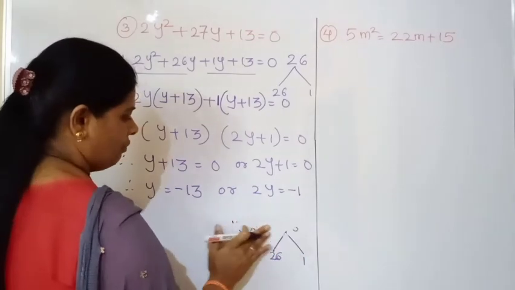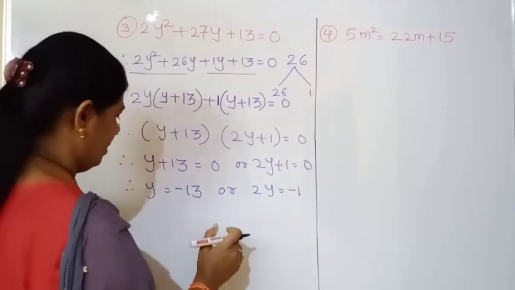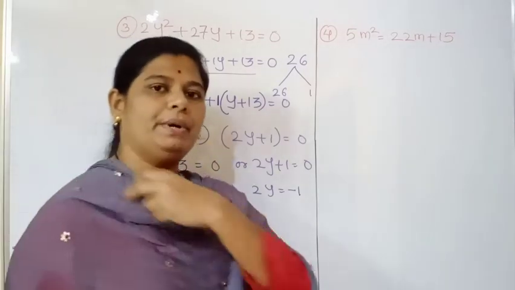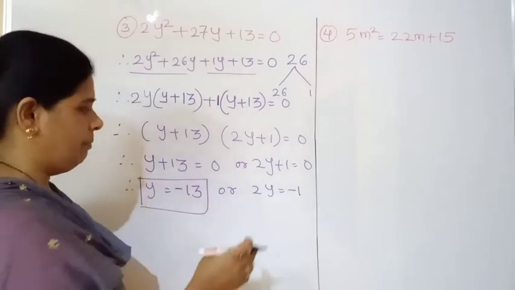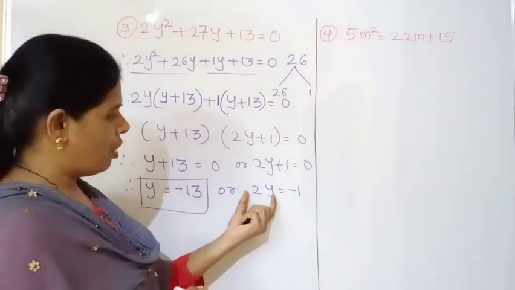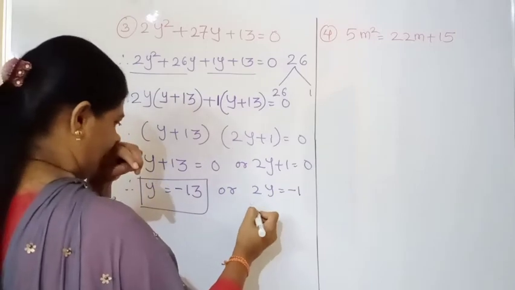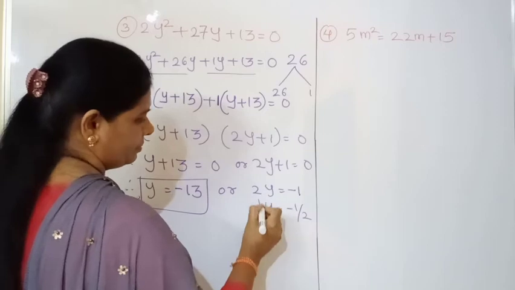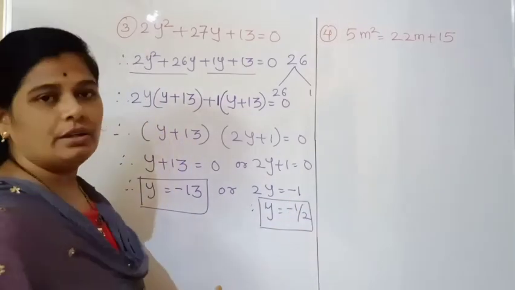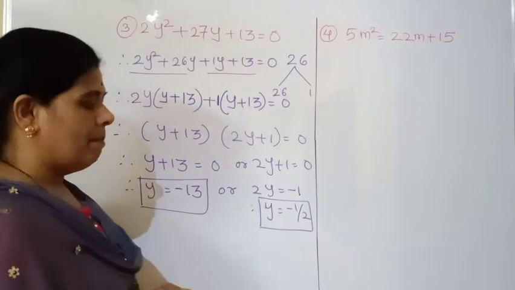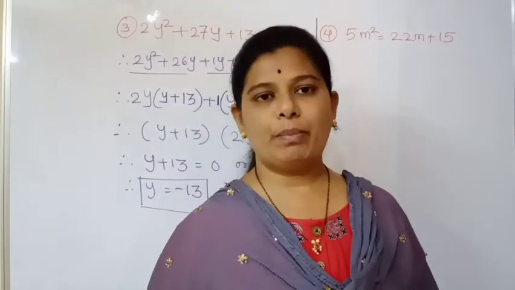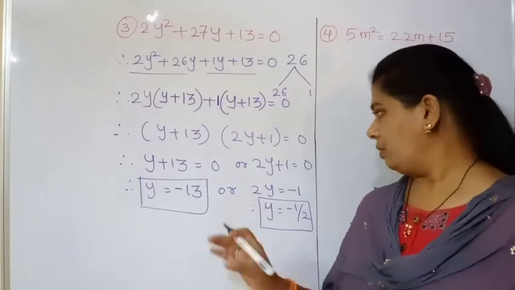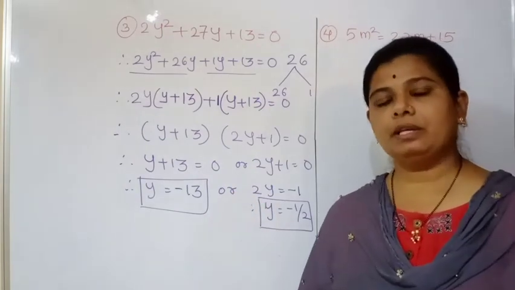Okay. So now here we have to calculate the value of y. Towards this side we have already got y equal to minus 13. Now we will shift towards this side. We have got 2y equal to minus 1. Therefore, y equal to minus 1 upon 2. Okay, so what are the factors of this equation now? That is minus 13 and minus 1 upon 2 are the roots of the given quadratic equation. Okay, so in this way we have completed this example.